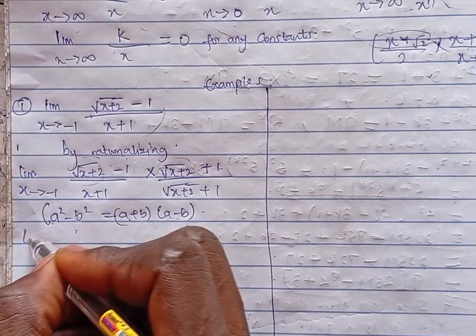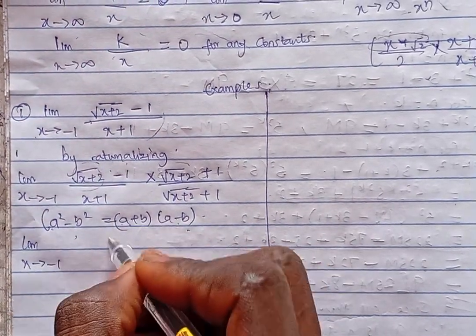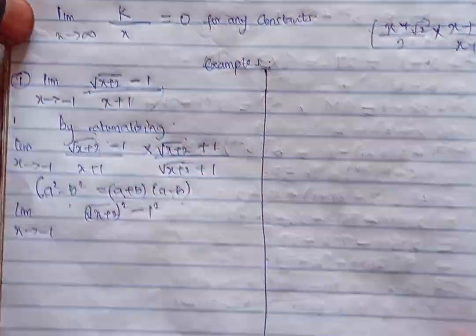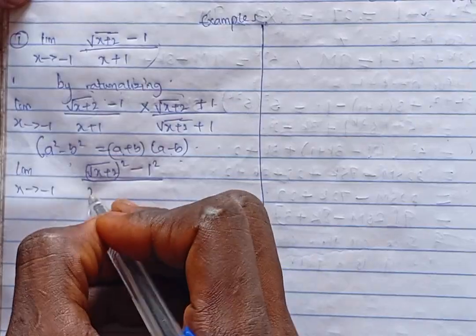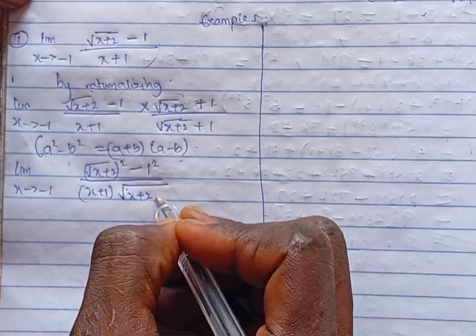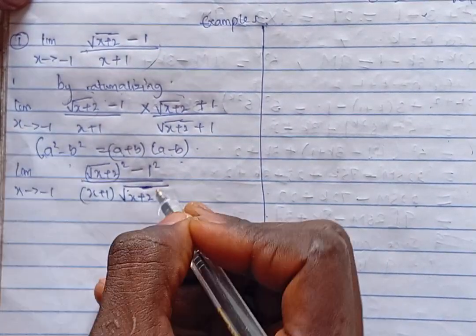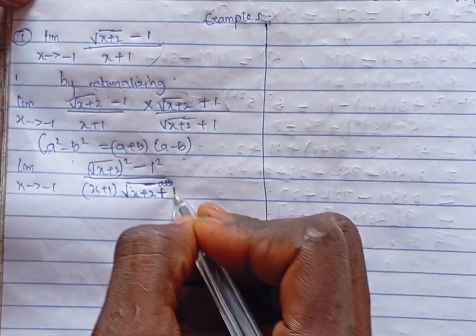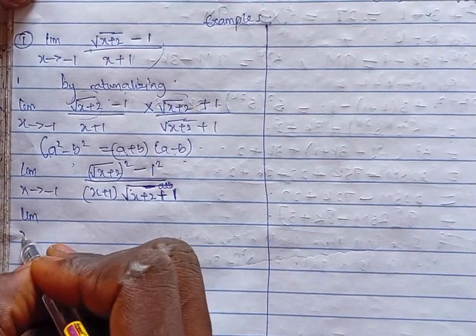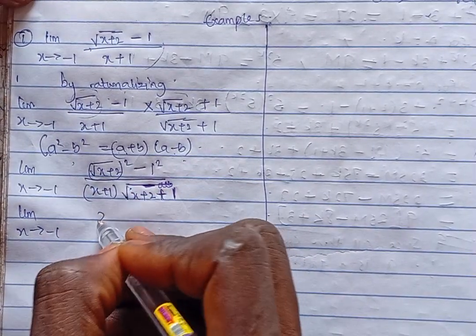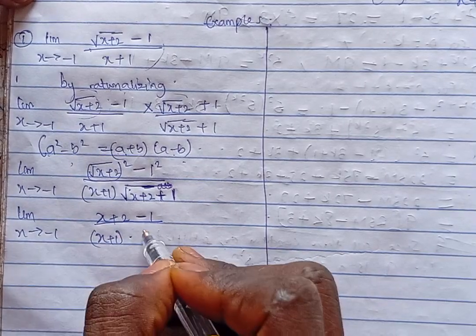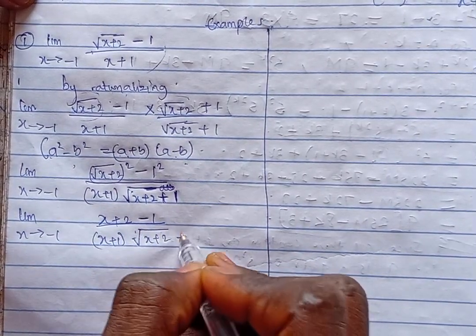1 squared. So you have the limit as x tends to -1 of root x plus 2, all squared, minus 1 squared, right? Everything divided by x plus 1 times root x plus 2 plus 1, the root stays here. Do you understand? So you can simplify this one by saying the limit as x tends to -1, this one squared will give you x plus 2 minus 1 over x plus 1 multiplied by the square root of x plus 2 plus 1.